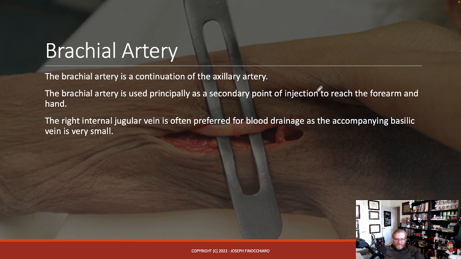Next up, we have the brachial artery. It's a continuation of the axillary artery. It's principally used, again, as a secondary injection site. This is, again, too small to use for the entirety of the body, although if you had to, you're just going to have to wait it out and be smart about it.